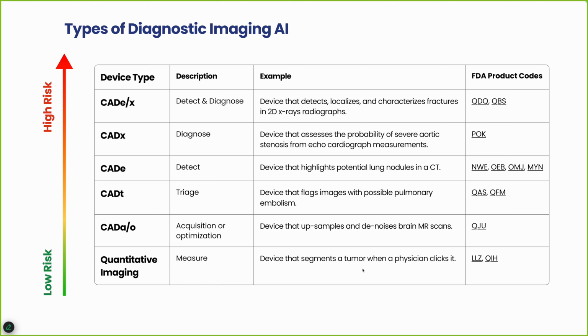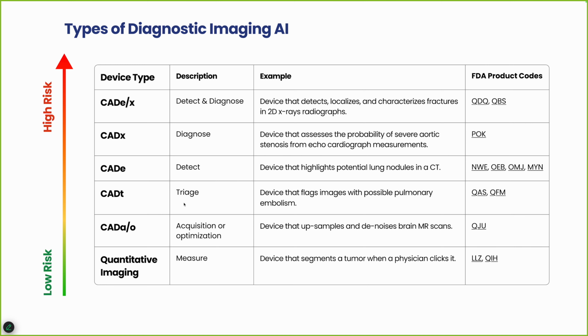There's some risk of bias, but FDA views this as the lowest risk type of device. Then moving up a level, we have a less common type of device: computer-aided acquisition and optimization. So for example, a device that upsamples and denoises brain MR scans.